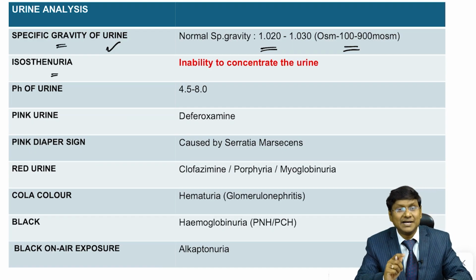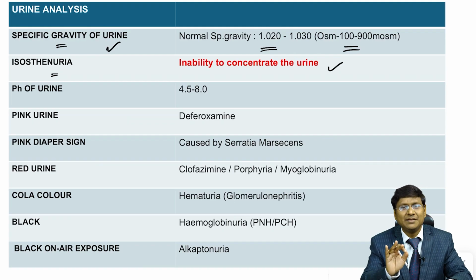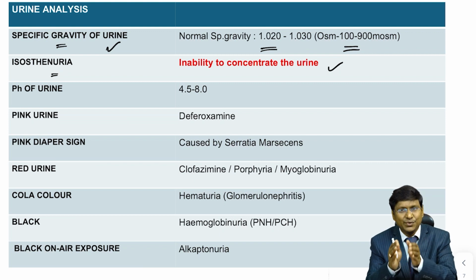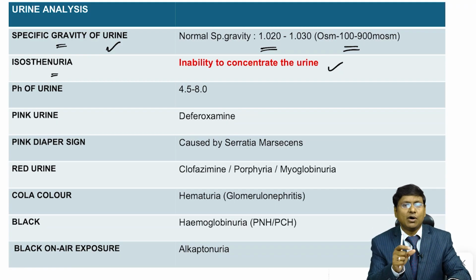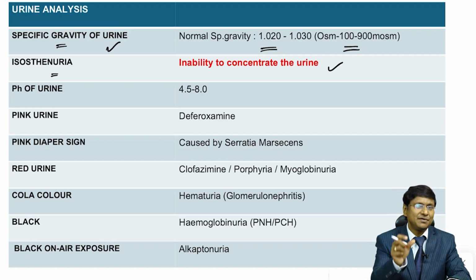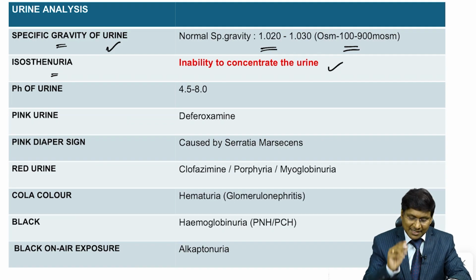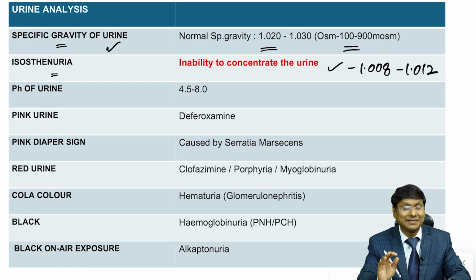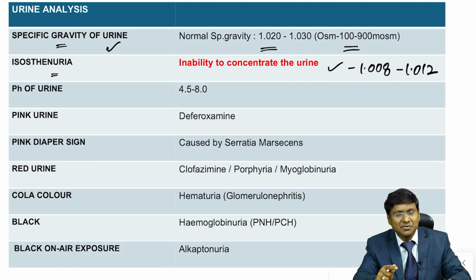Next, what do you understand by the word isosthenuria? The word isosthenuria means inability to concentrate the urine. It is where the individual is excreting urine whose specific gravity is neither greater nor lesser than that of the protein-free plasma. So the specific gravity of the urine sample is equivalent to the specific gravity of the plasma, right? And how much will that be? That will be around 1.008 to 1.012. That is the specific gravity of the plasma, and the same will be the specific gravity of the urine. That is what we call isosthenuria.